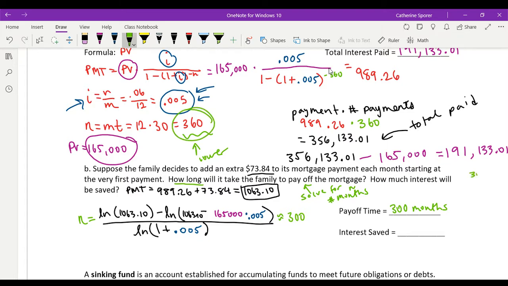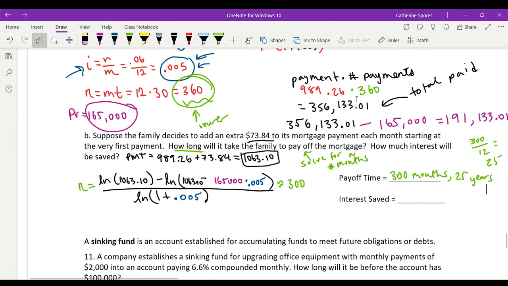So as years, 300 months is 25 years. So it's 300 months or 25 years. So since it was a 30-year loan originally, now it's a 25-year loan. So adding this $73 cut down 5 years of the loan. So that means that it also is going to save some interest.